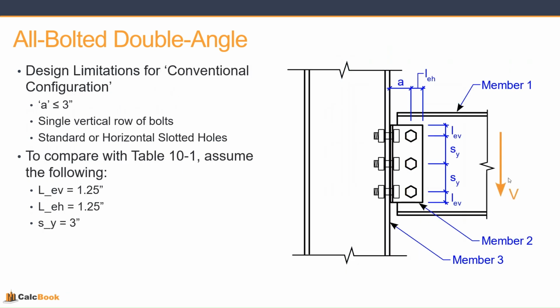In order to use Table 10-1, we need to have this conventional configuration for what is considered a simple shear connection. The first of those is that our A distance has to be less than or equal to 3 inches, with a single vertical row of bolts, and we are using standard or horizontal slotted holes. Additionally, to compare directly with Table 10-1, we will assume the vertical spacing to the edge is 1.25 inches, the horizontal spacing to the edge is 1.25 inches, and the spacing between bolts is 3 inches.